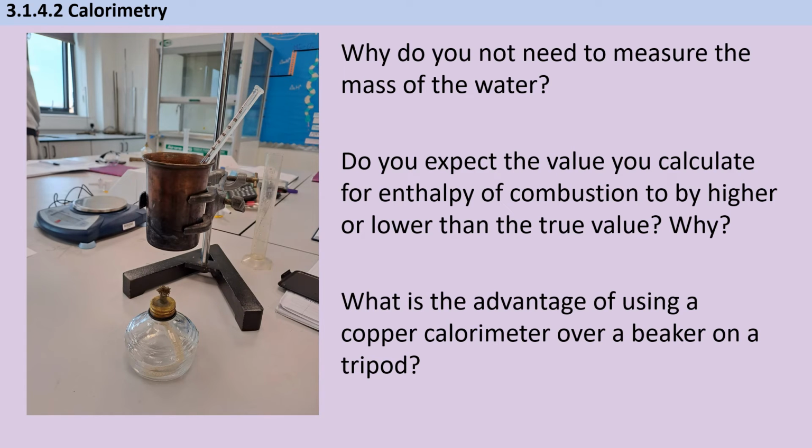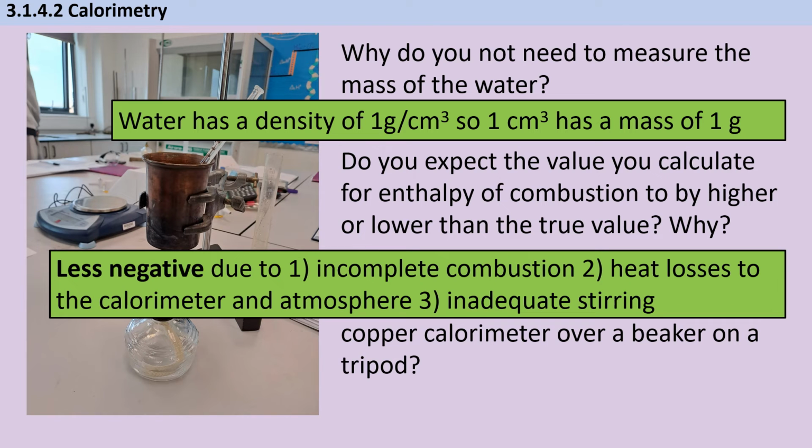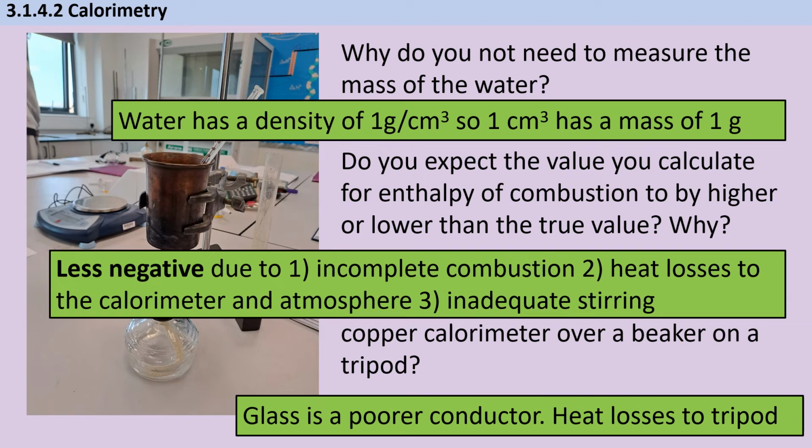So you don't need to measure the mass of the water because we know that water has a density of 1, so 1 centimetre cubed has a mass of 1 gram. We expect that the value that we calculate will be lower or less negative due to incomplete combustion, heat losses to the calorimeter and the atmosphere, and also inadequate stirring. And glass is a poorer thermal conductor, and we would also see heat losses to a metal tripod.